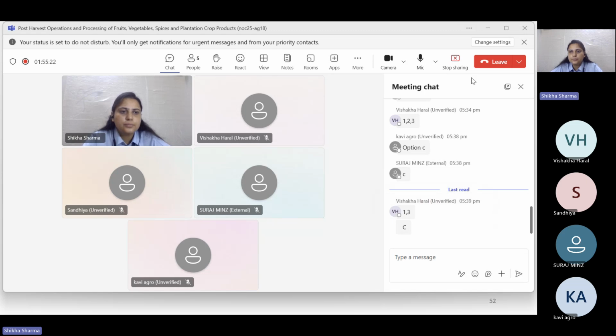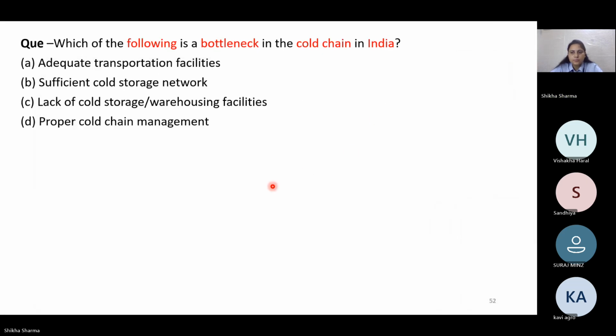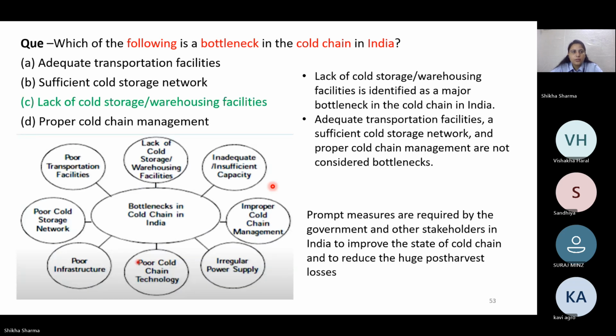Vishakha is saying C. So she is correct, that this option C is the bottleneck. Lack of cold storage or warehouse facilities is identified as a major bottleneck in the cold chain in India.